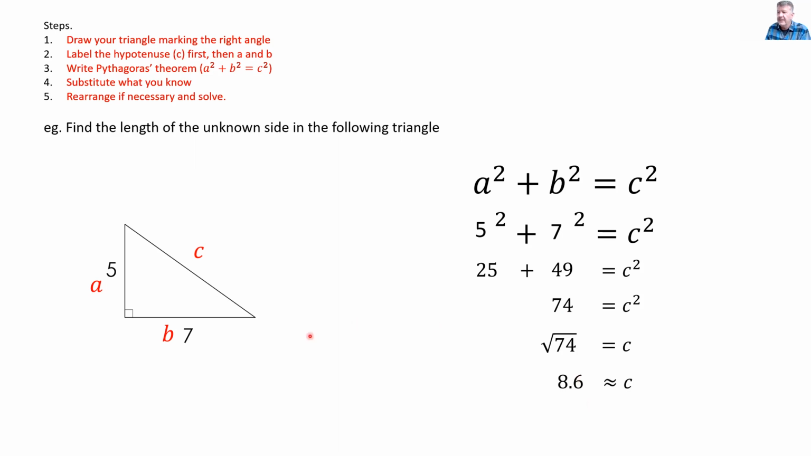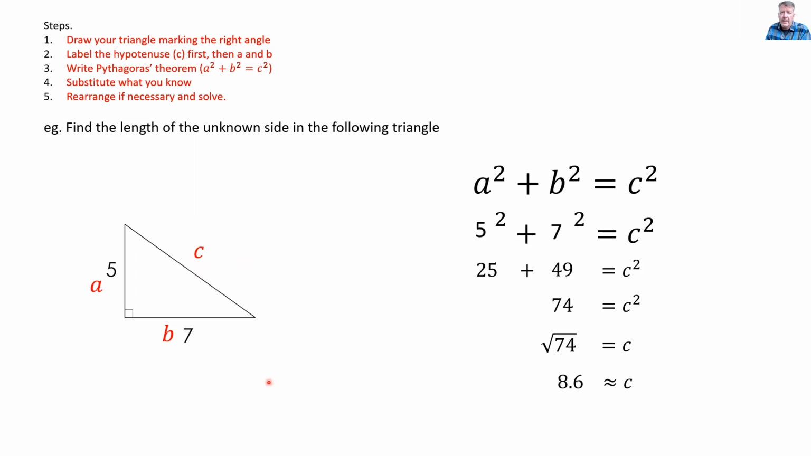Quick check time to see if you've done it right. 8.6, does that sort of fit? It's the longer side. That's good. It's longer than the other two, but it fits much better than 74. 74 would be way too long, wouldn't it? So it makes sense that it fits. All right, so that's finding the hypotenuse.